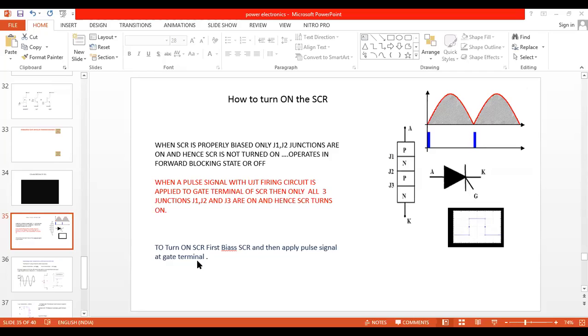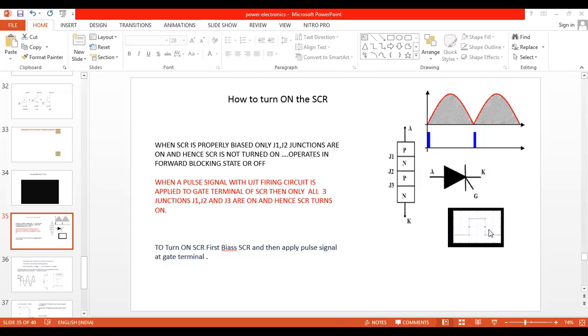You can see the last line here. To turn on the SCR, first bias the SCR, that is, connect the positive and negative terminals to the anode and cathode, and then simultaneously apply a pulse signal at the gate terminal. This is the symbol of the SCR, and here we apply the pulse signal. We can even apply DC triggering, or AC, but the best suited one is pulse triggering. So the simple answer to how to turn on the SCR: the anode and cathode should be connected to the supply, and at the same instant, the gate terminal should be connected to the pulse signal.